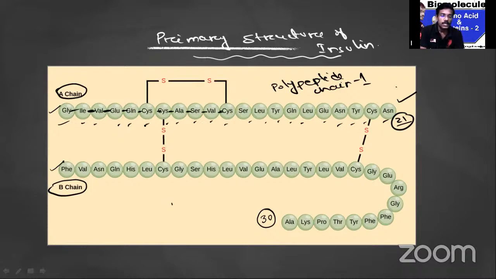Okay, and as you know, cysteine is a sulfur-containing amino acid, and it has sulfur. Here another cysteine is present. Between this cysteine and that cysteine, there will be formation of a disulfide bond. So the structure will look like this. Here one cysteine is present, and then there will be formation of a disulfide bond.